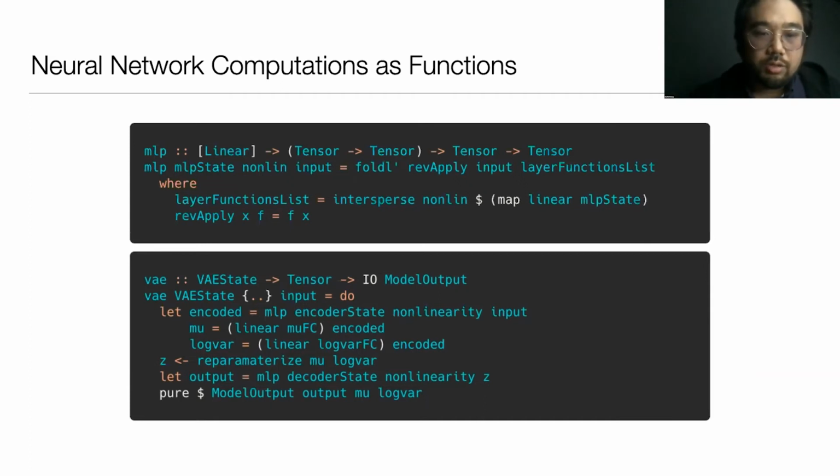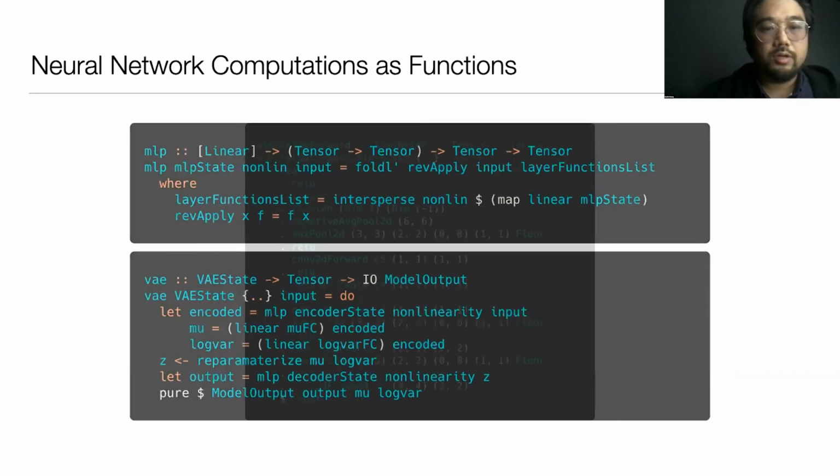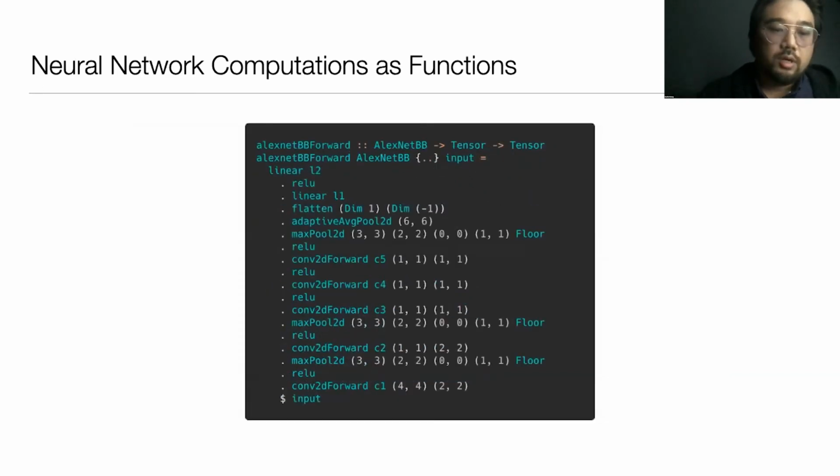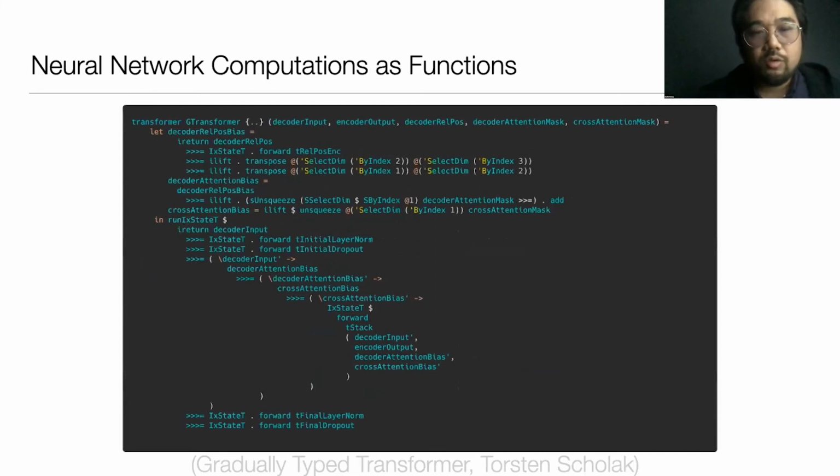Here's a simple description of a variational autoencoder, and again, the first parameter is the parameter values for the neural network, and it returns a function that performs the variational autoencoder function. Here's another example where you use the native Haskell composition operators to build up neural networks as compositions of functions in Haskell, right? And here's a more complex example. This goes back to that transformer architecture I showed in the early slide. And one thing that's different about this is that it uses Torsten's work on the gradually typed API.